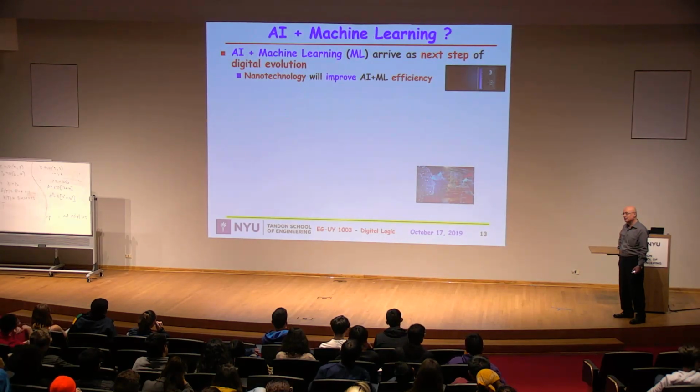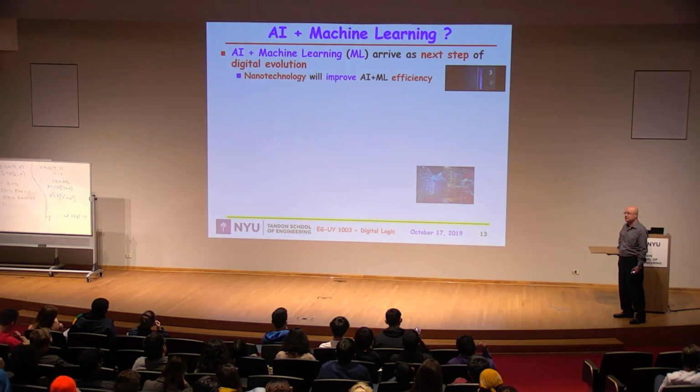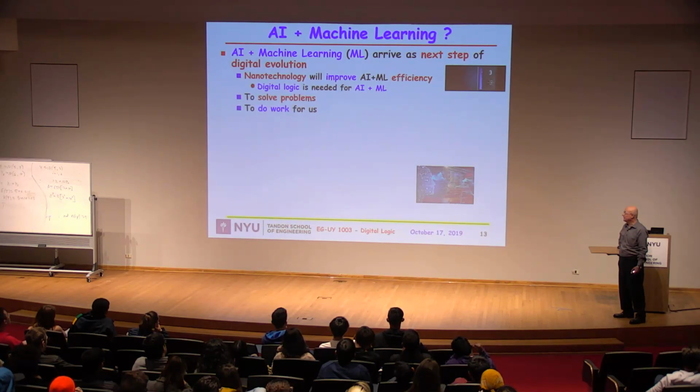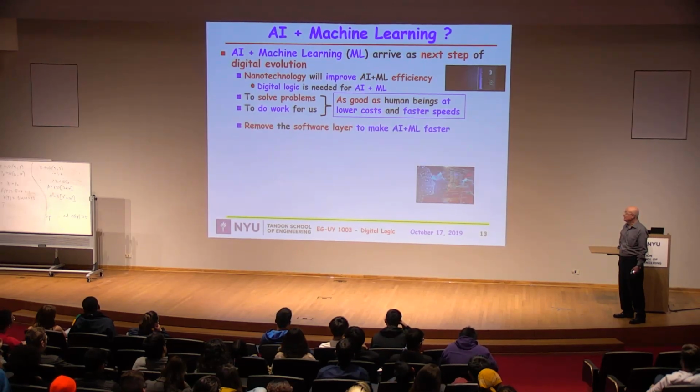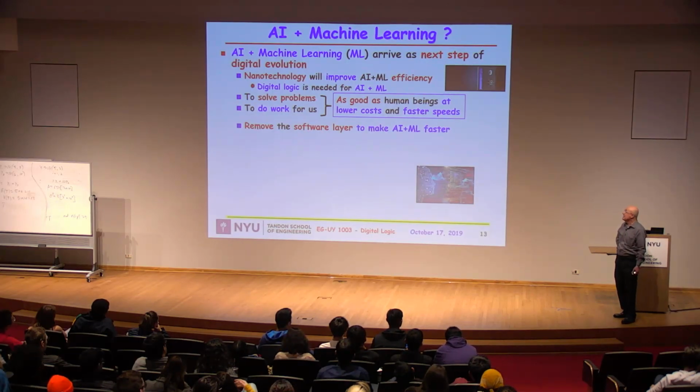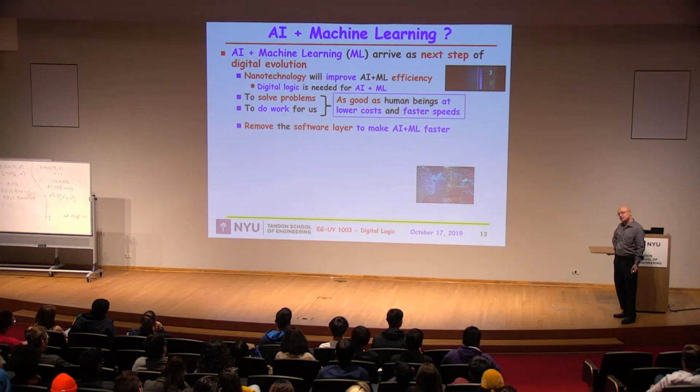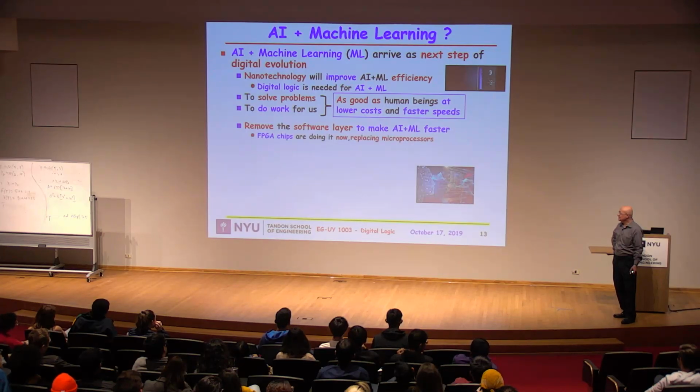How about AI and machine learning, the latest hot area? Everybody, nanotechnology through AI, artificial intelligence and machine learning, and digital logic is needed for this to solve problems, to do work for us. So eventually they will be as good as we are, these AI machine learning systems. So everybody, with AI and machine learning, we will be removing extra layers, means persons, and also we may remove the software layer so that your artificial intelligence system or machine learning system uses only hardware to do the computations, no software layer. So anyway, this is happening now.